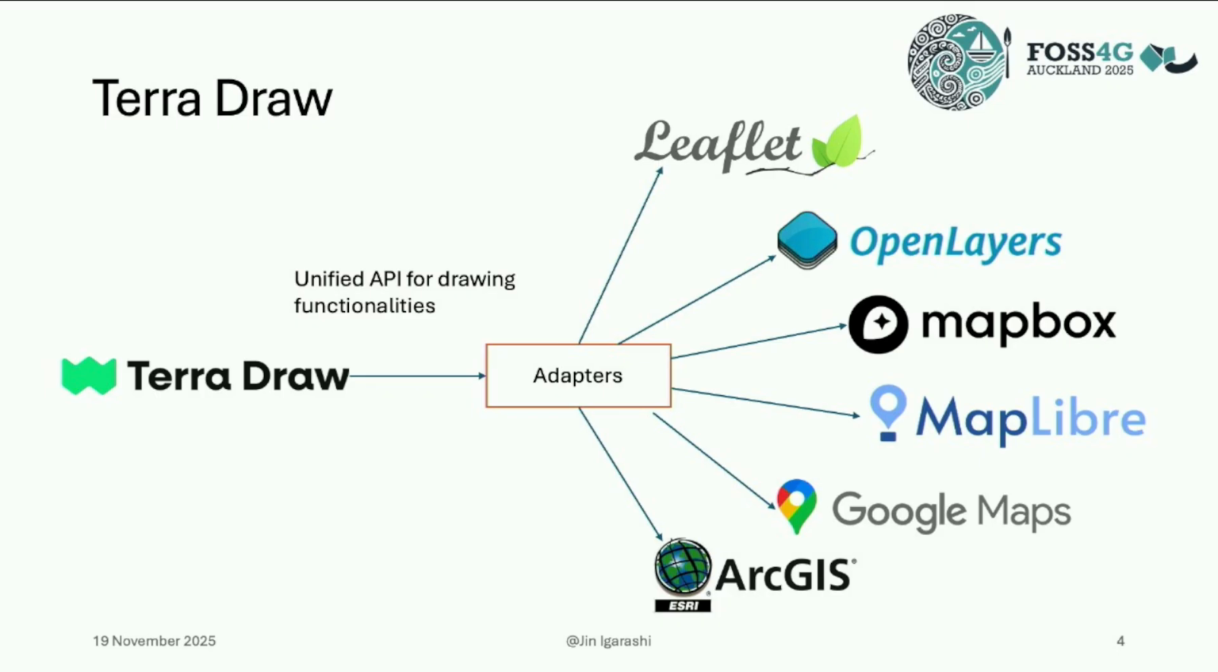But recently, Terra Draw, a drawing library, was developed by James. This Terra Draw library is a cross-platform drawing library with a unified interface, and it can be used with six libraries: Leaflet, OpenLayers, Mapbox, MapLibre, Google Maps, and ArcGIS. My plugin uses Terra Draw and is specifically developed for MapLibre, to easily bring Terra Draw functionality to your MapLibre application.